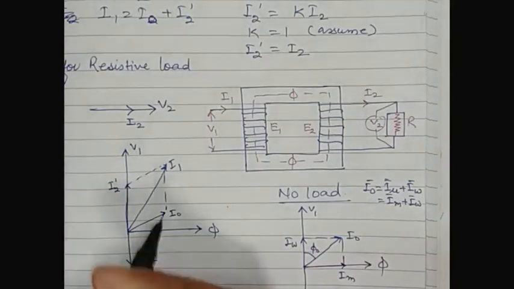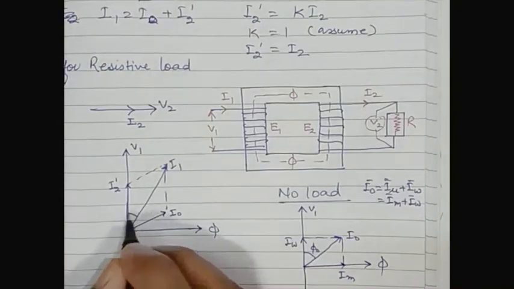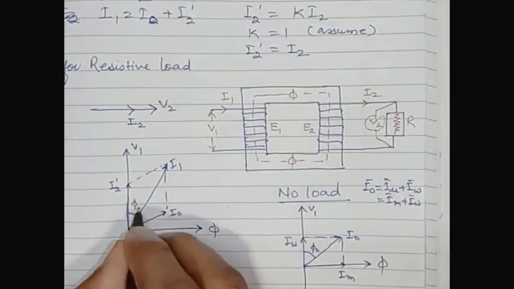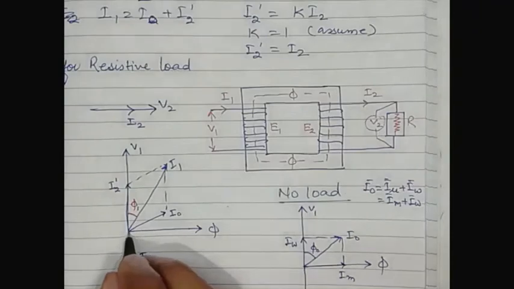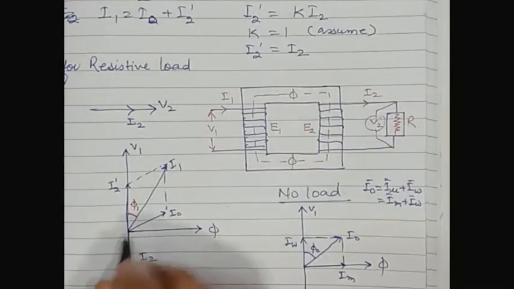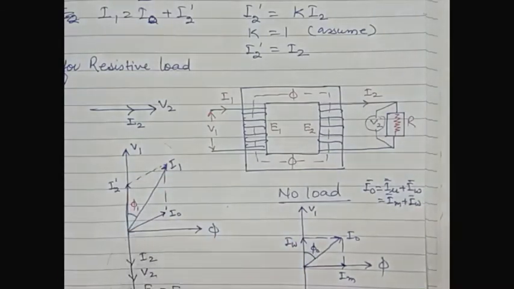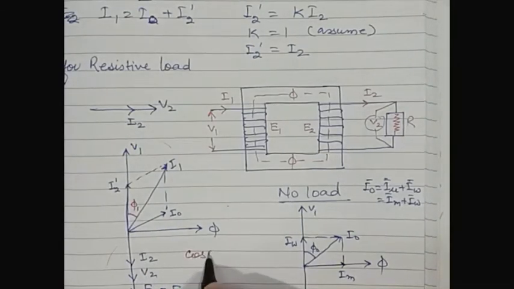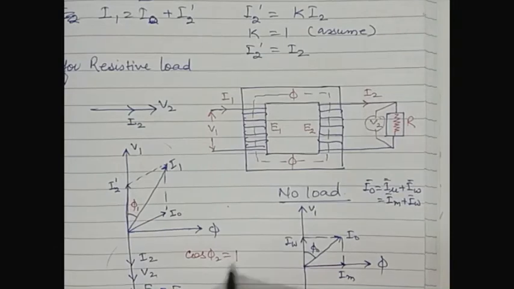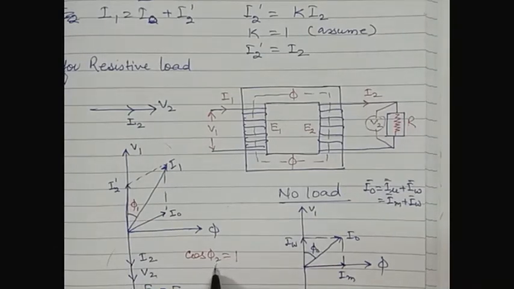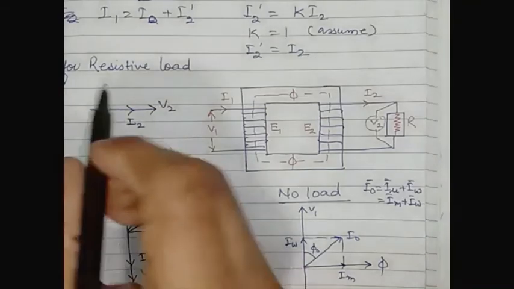Now this is the power factor angle phi 1 for the primary side, and for the secondary side, cos phi 2 is equal to 1. Phi 2 is the power factor angle for the secondary side. So this is for the resistive load.